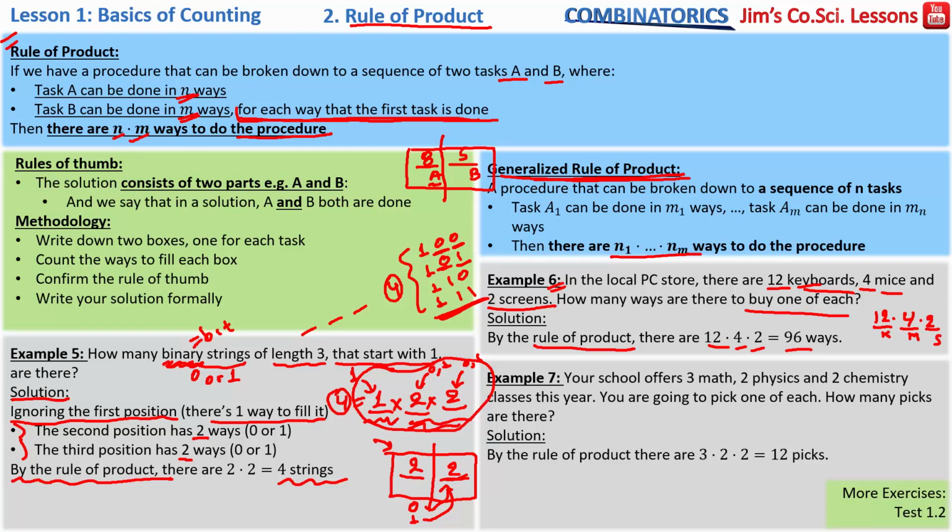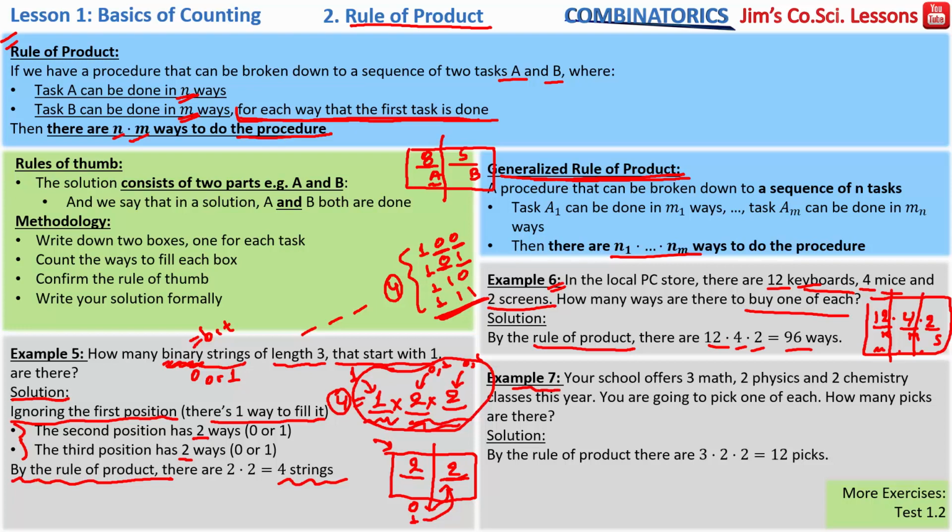I confirm again that the rules of thumb apply here. The task may be split into 3 consecutive tasks. When I choose a keyboard, it does not change the ways that I choose a mouse or a screen, so I have no problem with that. And in the final solution, all the three things must be chosen: the keyboard, the mouse, the screen.